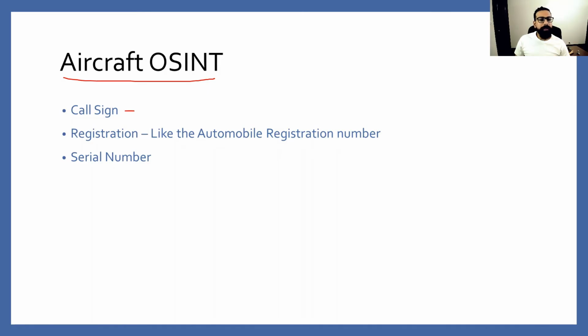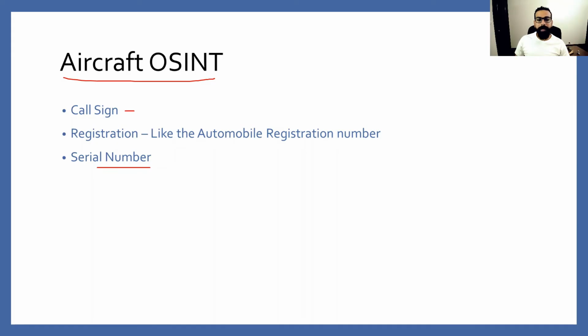Okay, and then let's say the serial number. The manufacturing company allots every aircraft a serial number. You can take this as a vehicle identification number, or VIN, on automobiles. This serial number is immutable, making it useful for tracking an aircraft over time, between different owners, registrations, and nations.